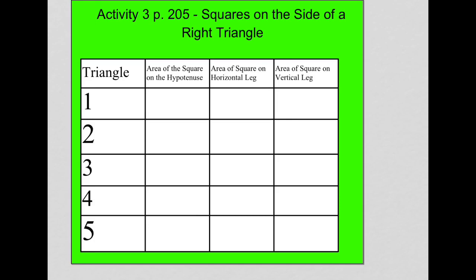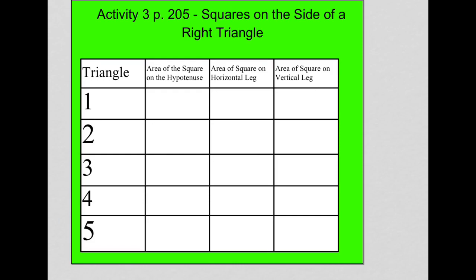And you're going to calculate the area of the square on the hypotenuse. You're going to calculate the area of the square on the horizontal leg. And you're going to calculate the area of the square on the vertical leg. And hopefully, you're going to discover some sort of pattern. So I'm going to do the first one for you.